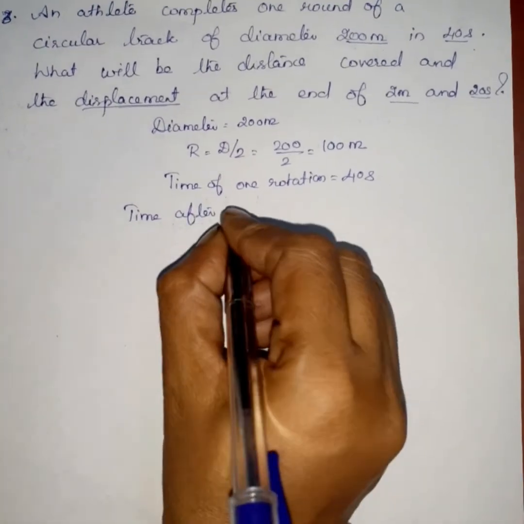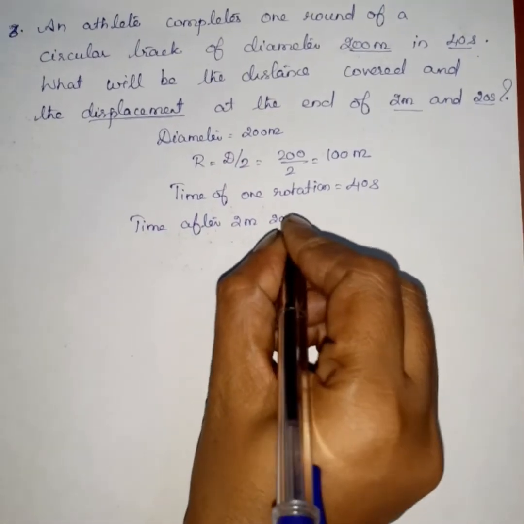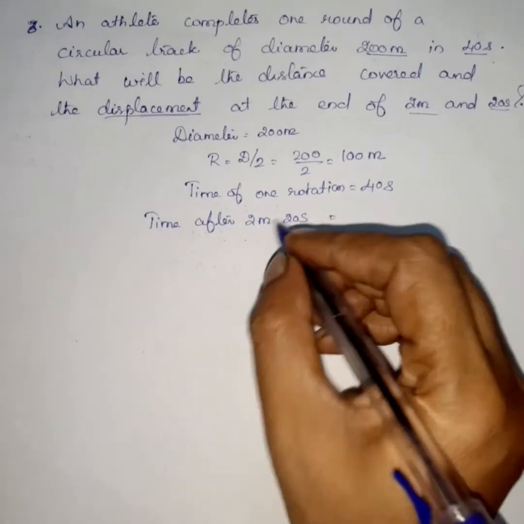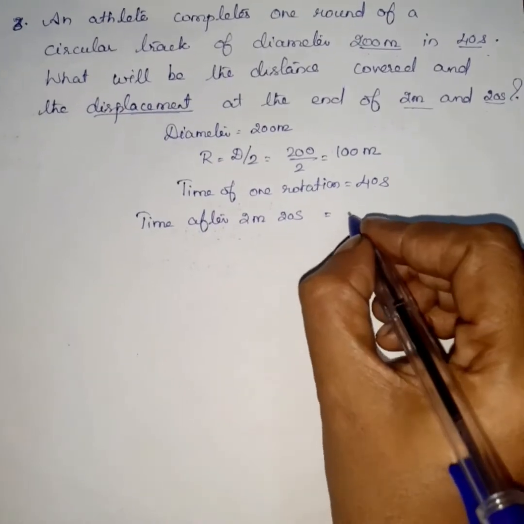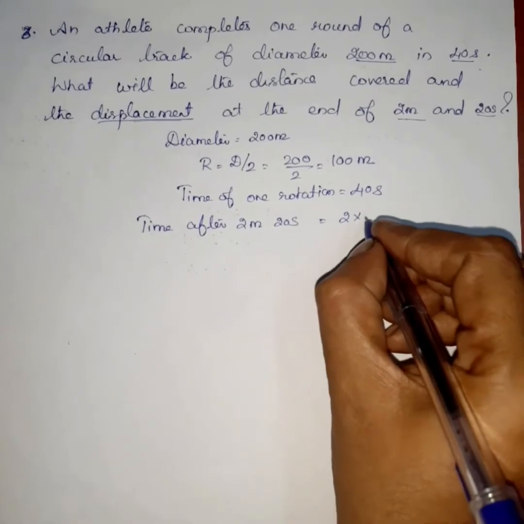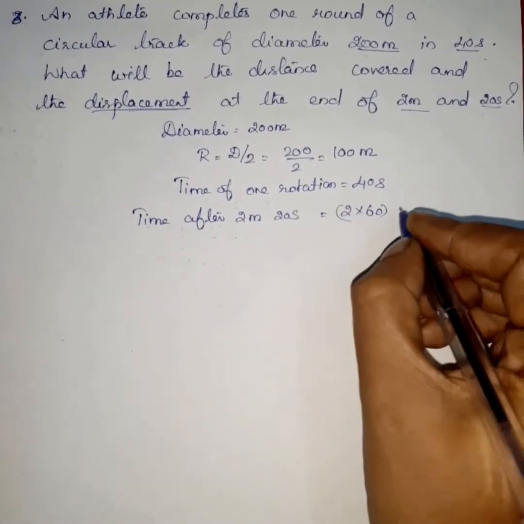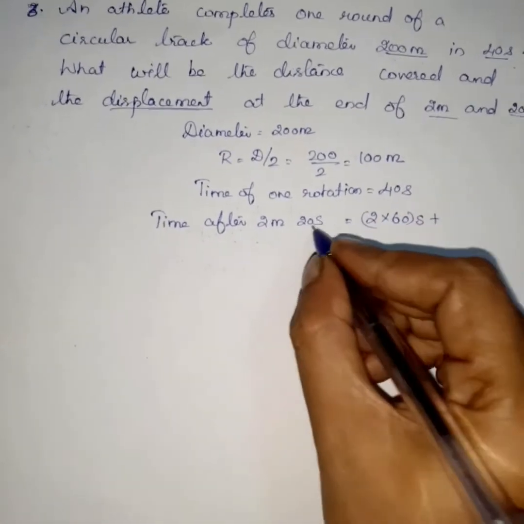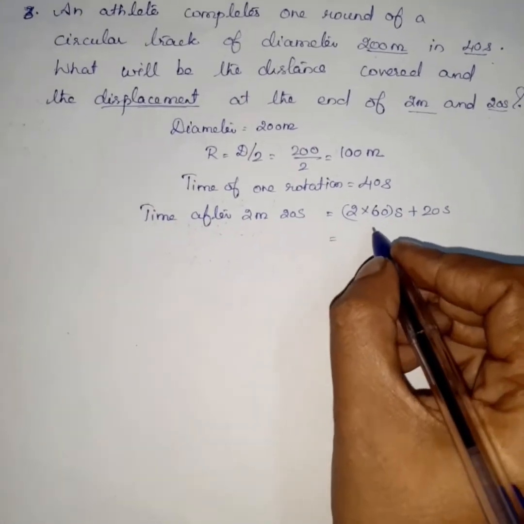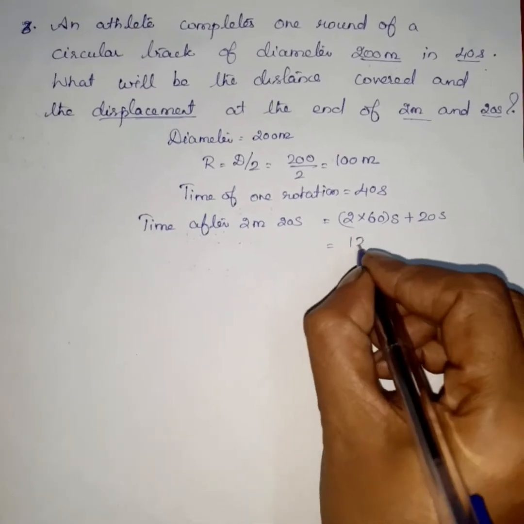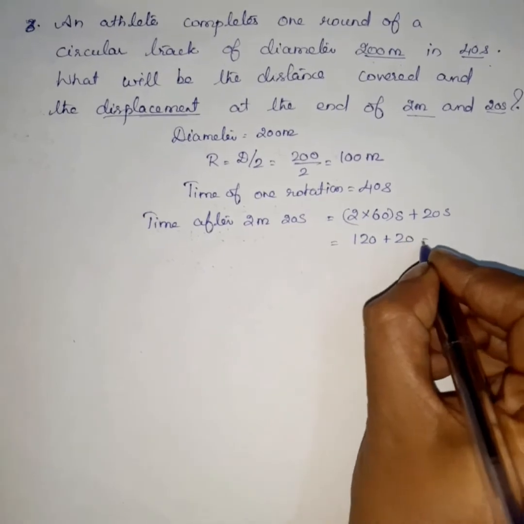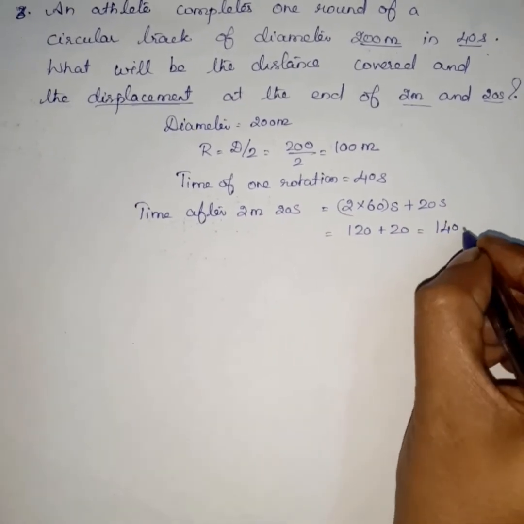So after 2 minutes and 20 seconds you are calculating. 2 minutes and 20 seconds. 2 into 1 minute is equal to how many seconds? 60. So 60 seconds plus 20 seconds. Okay. So 2 into 60 is equal to 120. 120 plus 20 equals 140 seconds.